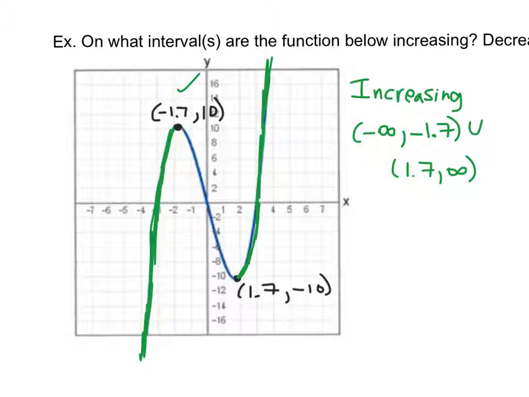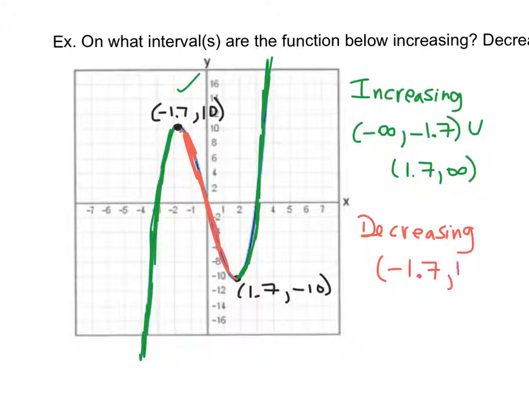Now, decreasing regions, there's only this one. It only decreases between these two points. So the decreasing is going to just be between those two x values: negative 1.7 to 1.7. And again, we're never including the local min or local max. We're just putting the intervals where it's increasing or decreasing. At those changing points, it's not really increasing or decreasing, so we just leave it with the open parenthesis.